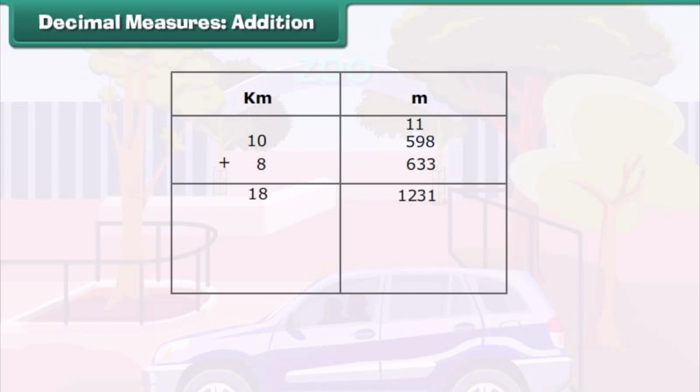The sum of 598 meters and 633 meters is 1231 meters, which is equal to 1 kilometer and 231 meters. Thus, 1 kilometer is added to 18 kilometers. In total, they have covered a distance of 19 kilometers and 231 meters. Similarly, we can add the quantities given in different units.